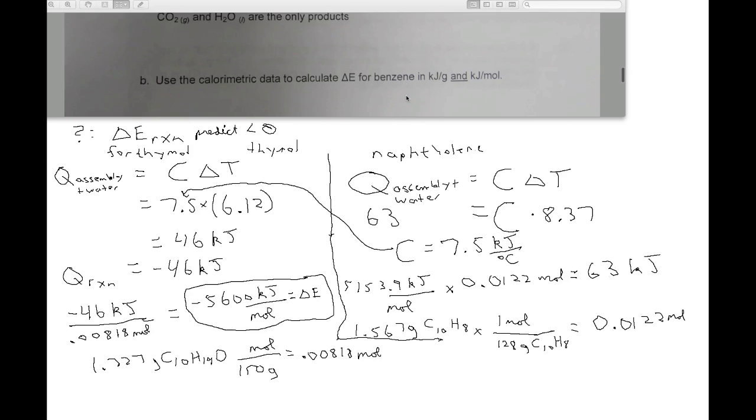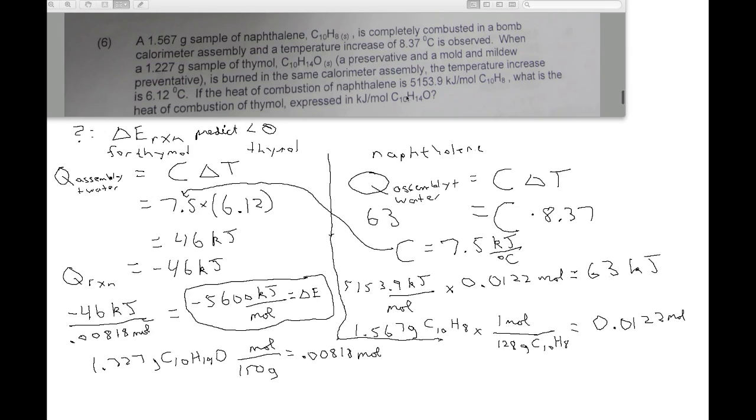So in real life, how do people figure out the heat capacity of their calorimeter? Well, the way to do it is to combust something where you already know the delta H or the delta E. So for example here, with naphthalene, they already knew the heat of combustion of naphthalene. So when they combusted it, they were able to plug in and figure out the heat capacity of the calorimeter. And then they can use the calorimeter again to figure out the delta E for reactions where they don't know the heat of combustion.